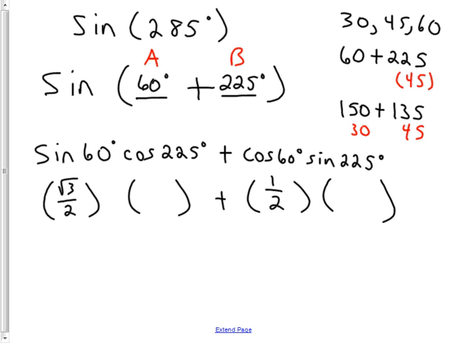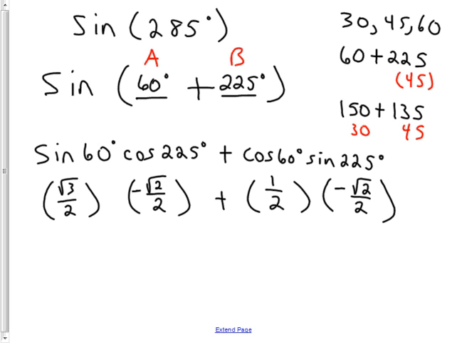Cosine of 225. So 225 has a reference angle of 45 degrees. So we know cosine of 45 is square root of 2 over 2. We want to use the rationalized form here. Now 225 is in the third quadrant, and in the third quadrant cosine is negative, so cosine of 225 is negative. Same thing with the sine of 225. It's negative, with a 45-degree reference angle, so negative square root of 2 over 2.